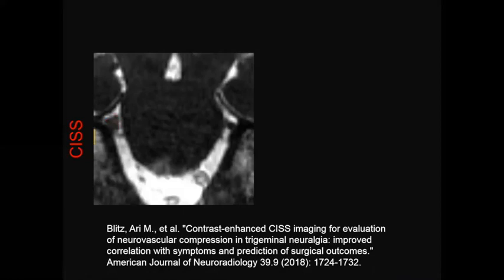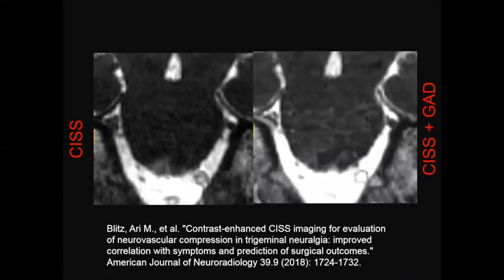And after we give contrast, we can now see that, in fact, this triangular structure is not only the trigeminal nerve on the right-hand side, it is, in fact, the compressed trigeminal nerve in the central aspect here, compressed by a vein below and an artery above.